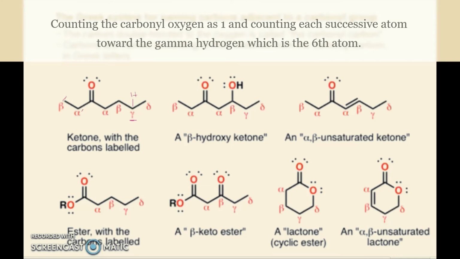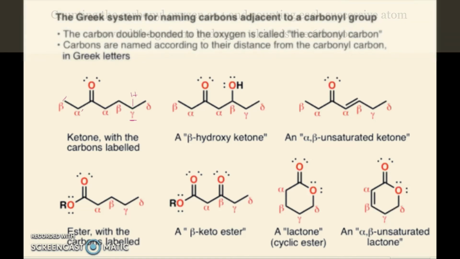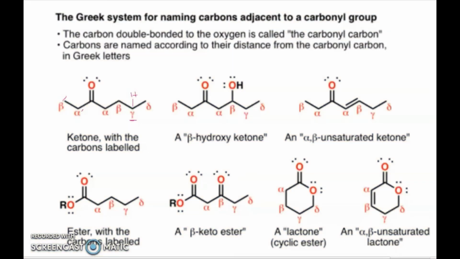So 1, 2, 3, 4, 5, 6, that this atom is capable of interacting with the lone pairs on the oxygen, and there's a strong preference for six-membered rings, so often you will see chemistry at the gamma position when the carbonyl is present in the molecule.